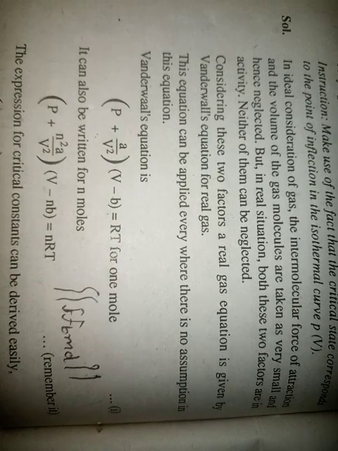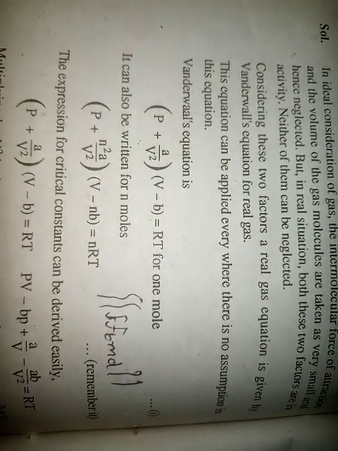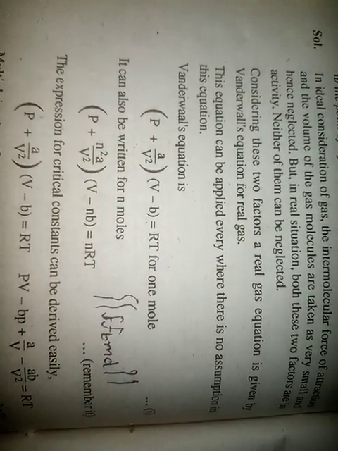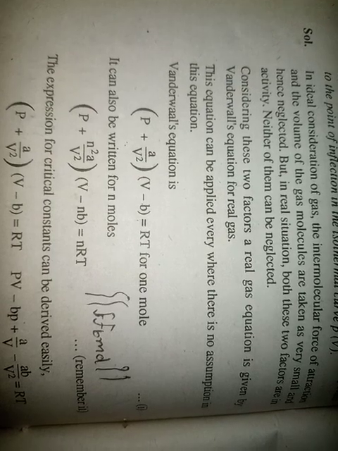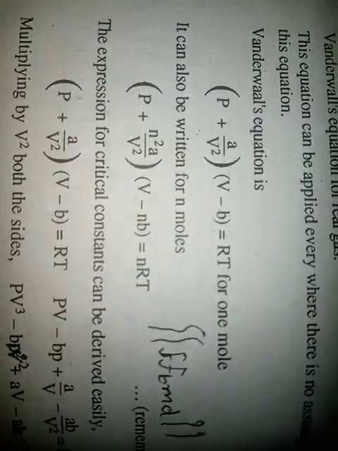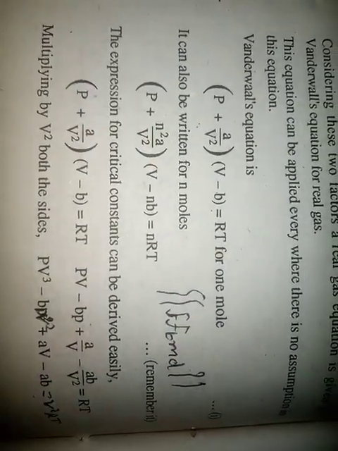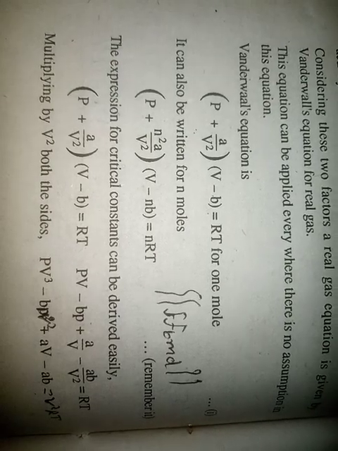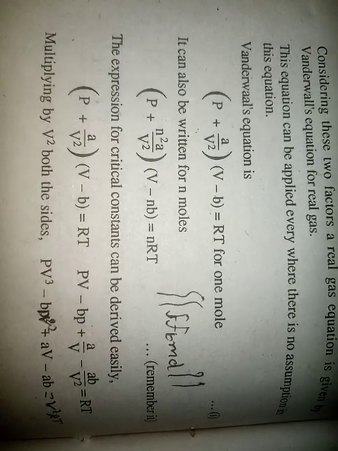Hence, the van der Waals equation is (P plus A by V squared) into (V minus B) equals RT for 1 mole. It can be written for n moles as (P plus n squared A by V squared) into (V minus nB) equals nRT. Now, the expression for the critical constants can be derived easily. We have (P plus A by V squared) into (V minus B) equals RT.